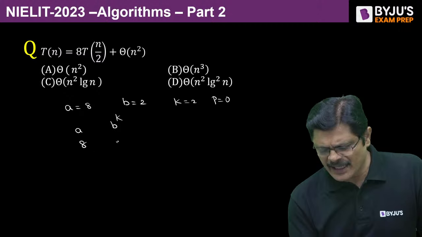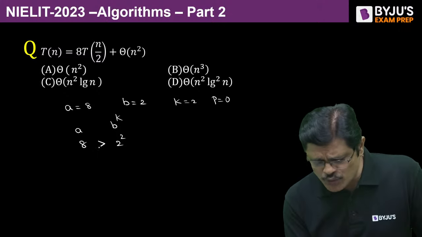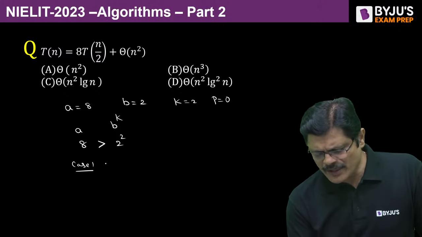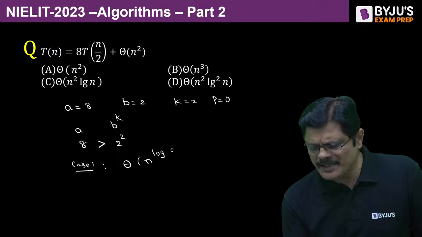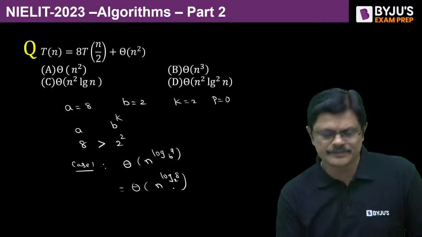This is 8 and this is 2 square. See, 8 is larger than 2 square. That is case 1. So obviously you entered case 1. So directly the answer is theta n power log a to the base b. This is the answer. That is nothing but theta n power log 8 to the base 2.